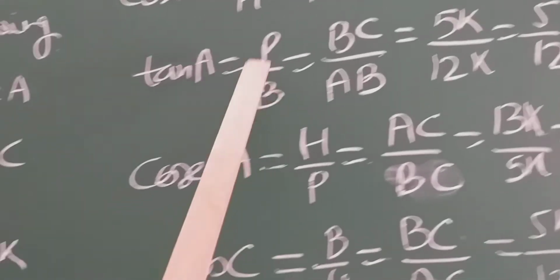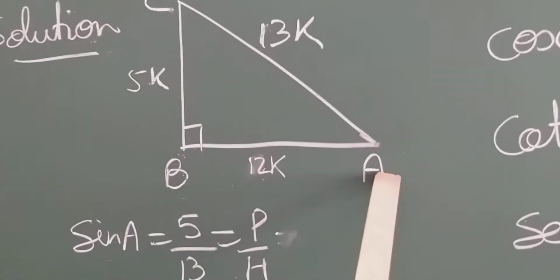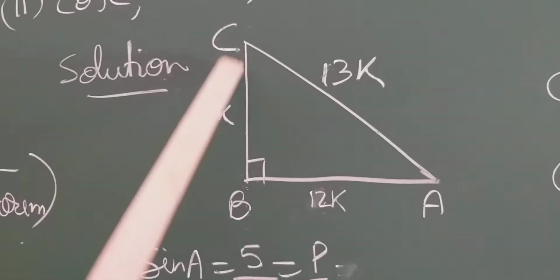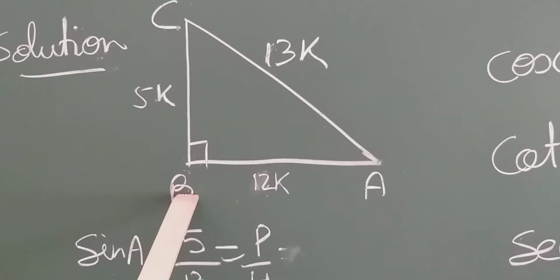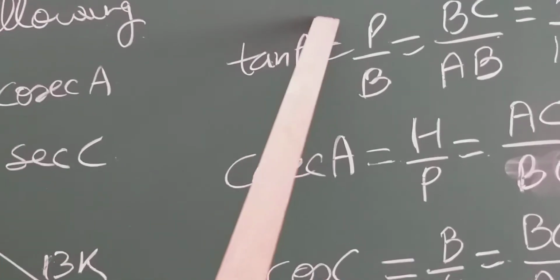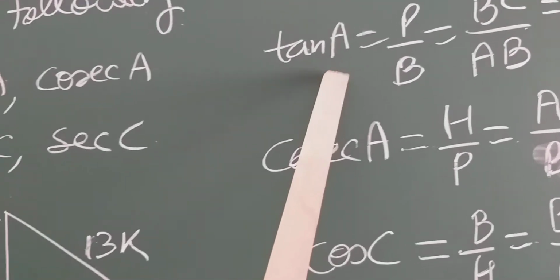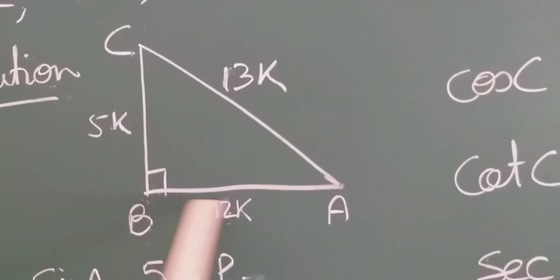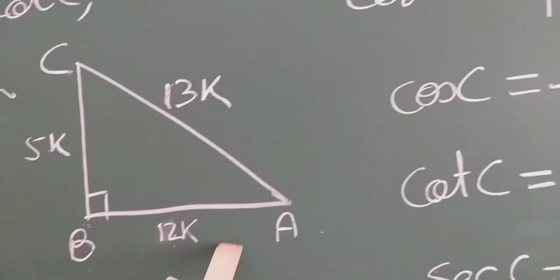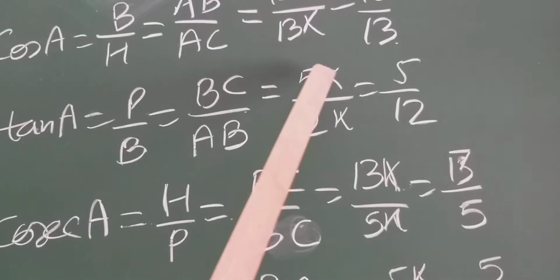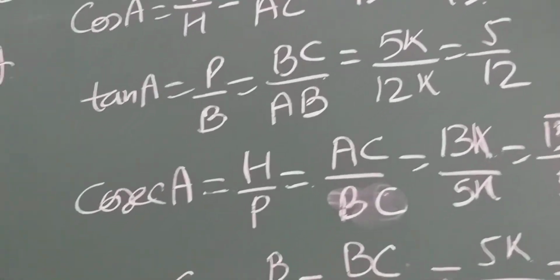So perpendicular, this is A. In front of A, BC is there. So this is perpendicular, student. Base is AB. I told you students, whichever angle is given here, that side will be base. So A is given here, it means this is base and this is perpendicular. So 5k upon 12k, k cancels, 5 upon 12.